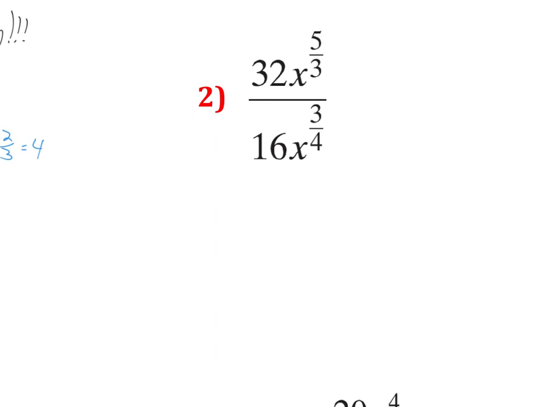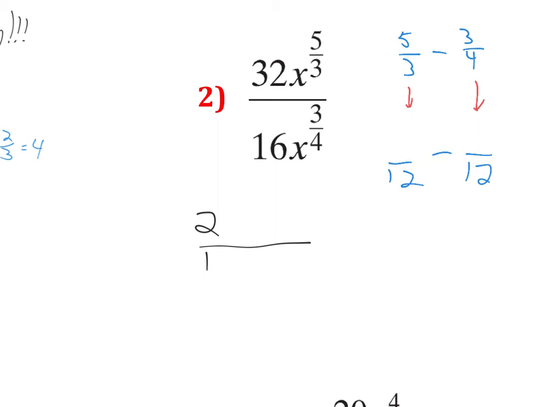We have 32 over 16. So let's simplify that right out the gate. That's going to be a 2 over 1 if I reduce that. And then for the x's, let's see, I've got 5/3, and I'm subtracting 3/4. Now these clearly don't have the same denominator, so I have to do some work here. Let's see, I could turn both denominators into a 12.